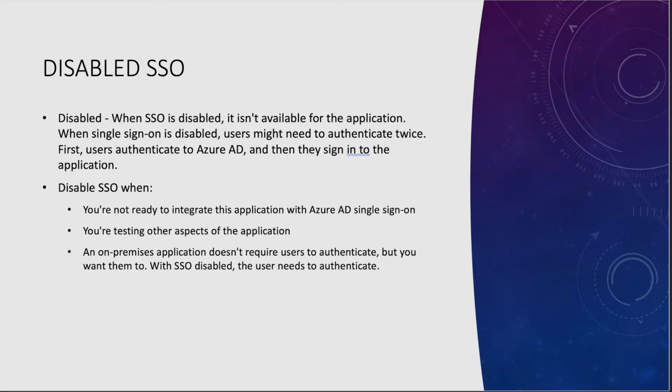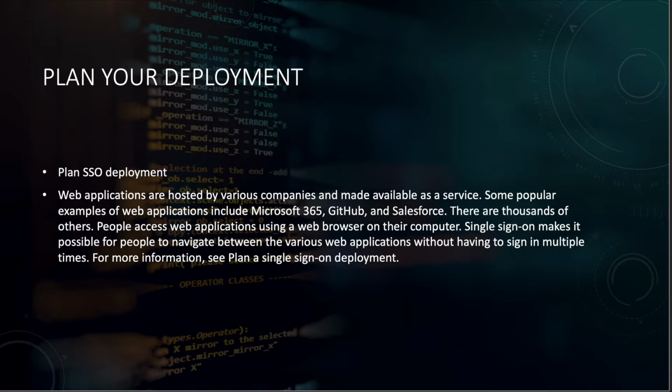You're testing out the application, so you may just want to do test harnessing and not worry about trying to get through SSO. Or if you've got something that doesn't require users to authenticate, but you want them to, right? So with SSO disabled, the user will need to authenticate against a certain service. Again, you may just want to do this for testing, or you may want to do this for evaluation. It depends on where you want to go with it. It's all based on what the corporate needs are and what you're trying to do with turning off SSO.